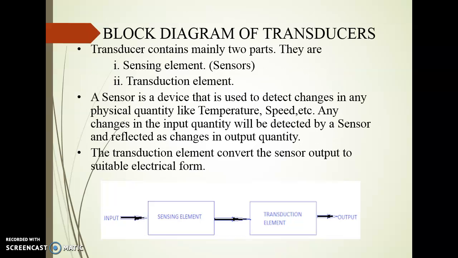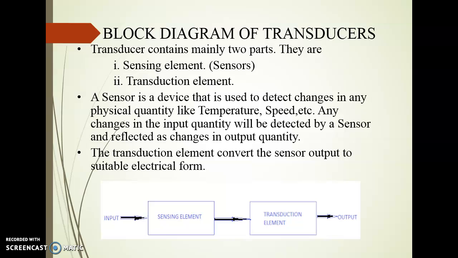Next we are going to discuss the basic block diagram of a transducer. It mainly consists of two parts. The first part is the sensing part and the second is the transduction part. In the sensing part, there are sensors. The sensors just sense the non-electrical quantity. After sensing the signal, the output is given to the transduction element. The transduction element converts our non-electrical quantity into electrical quantities like voltage, current, or frequency.